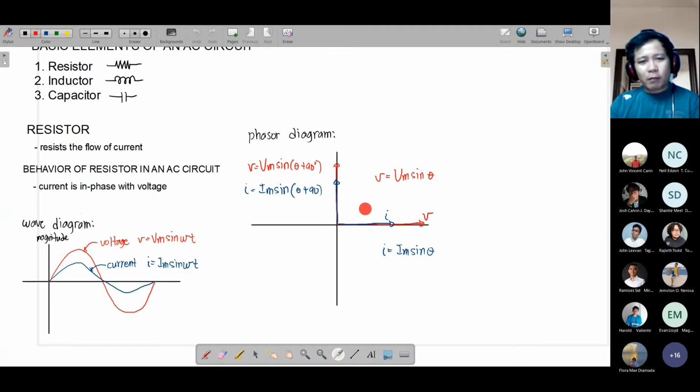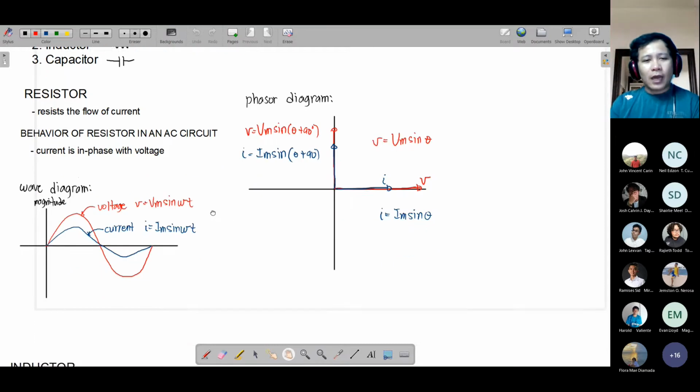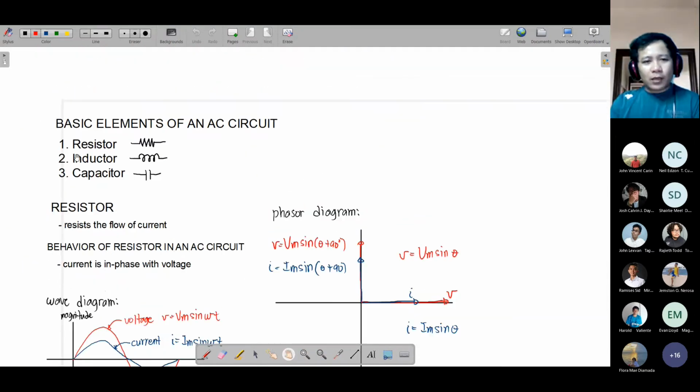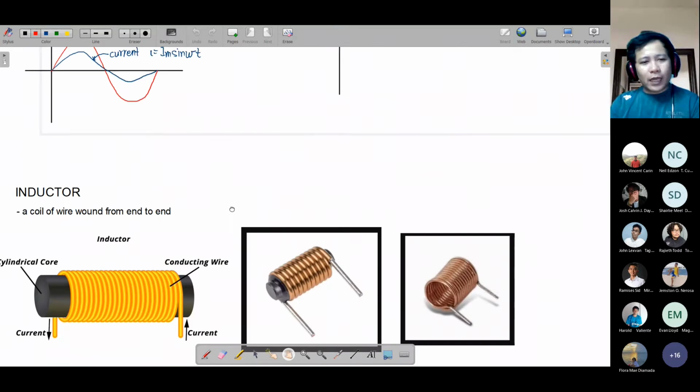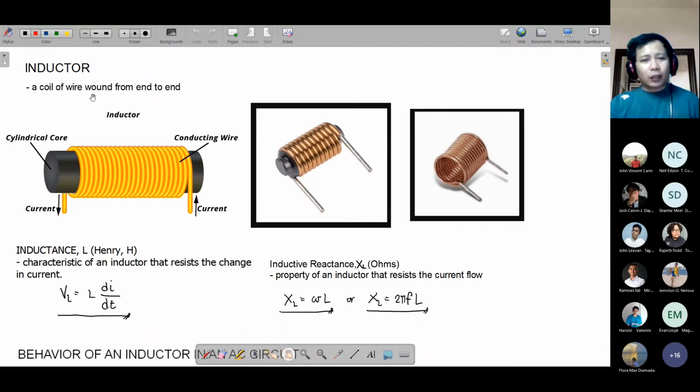Okay? As long as it is DC. But if it is AC, the behavior is still the same, the current and the voltage are still in phase, but you now have different directions. Okay? Unlike DC where it just stays at the 0 degree reference point. Okay. Now that is the resistor. Now, how about this one? The second element, which is called the inductor. Okay? So an inductor is basically just a coil of wire wound from end to end. Wound meaning, in Bisaya, twisted around, not wound as in injury, ha? Just coiled around. Okay? So these are the basic forms of an inductor.